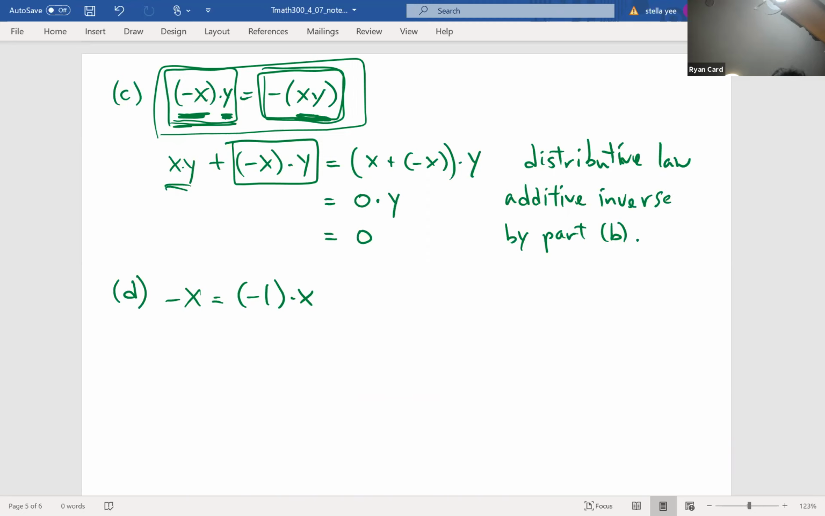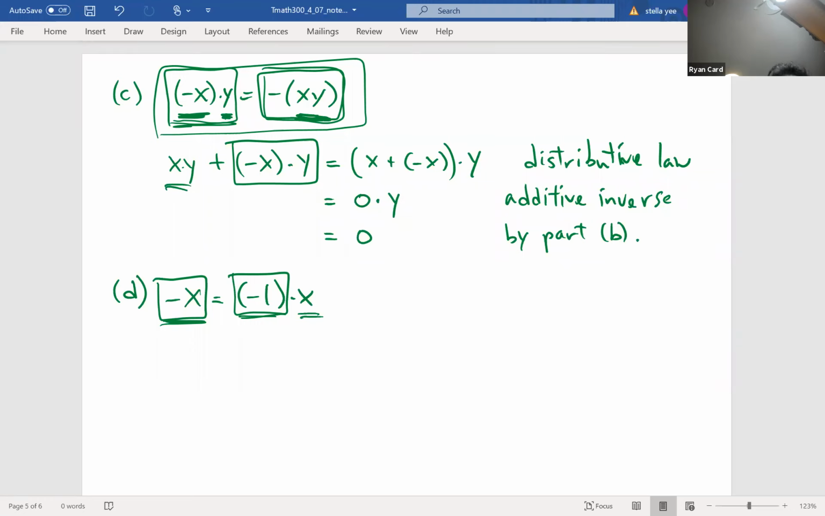starting with what we know, this is a notation for the additive inverse of x. This is a notation for the additive inverse of the number 1. So what we want to show is that x times the additive inverse of 1 always works out to be the additive inverse for x itself. So let's see if we can prove that.